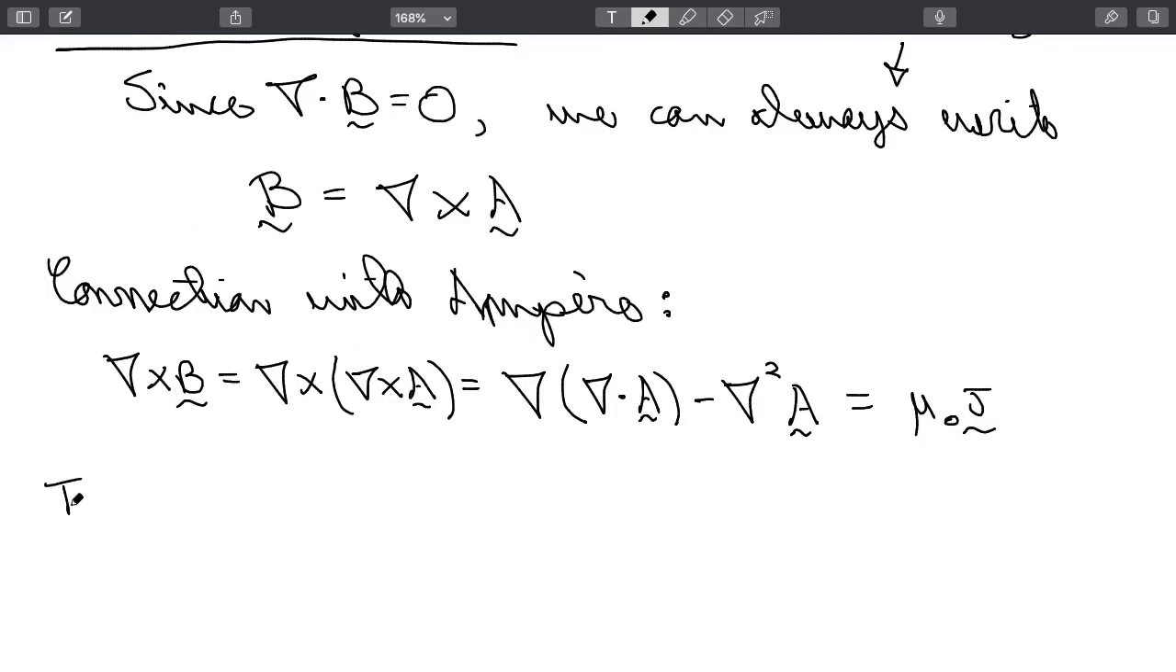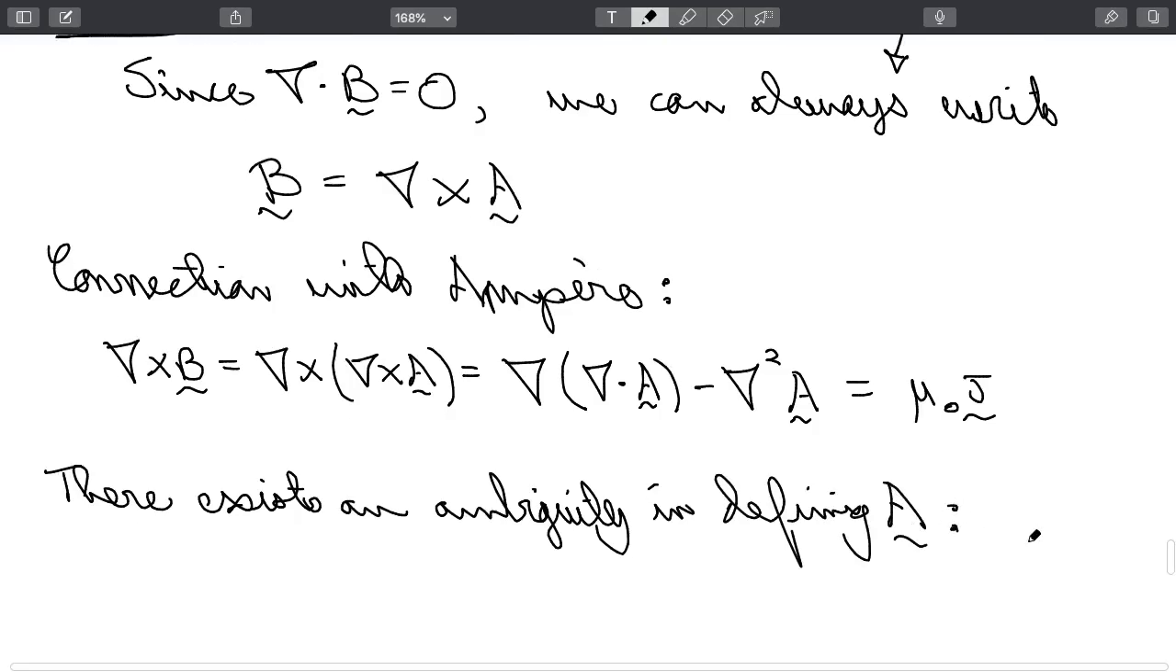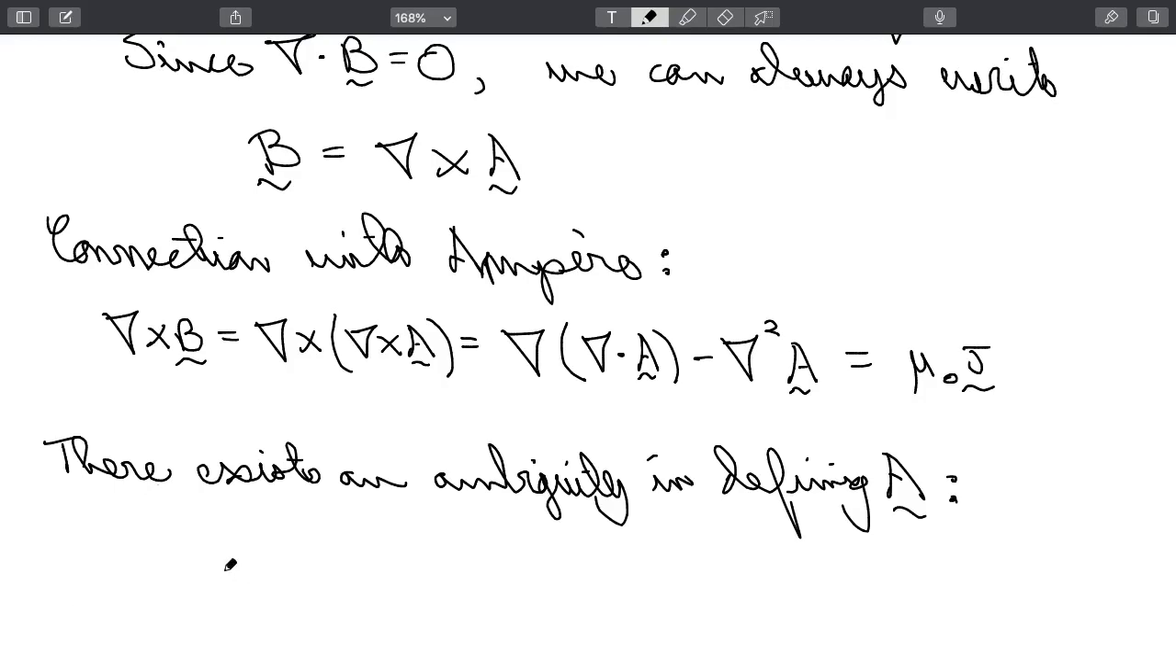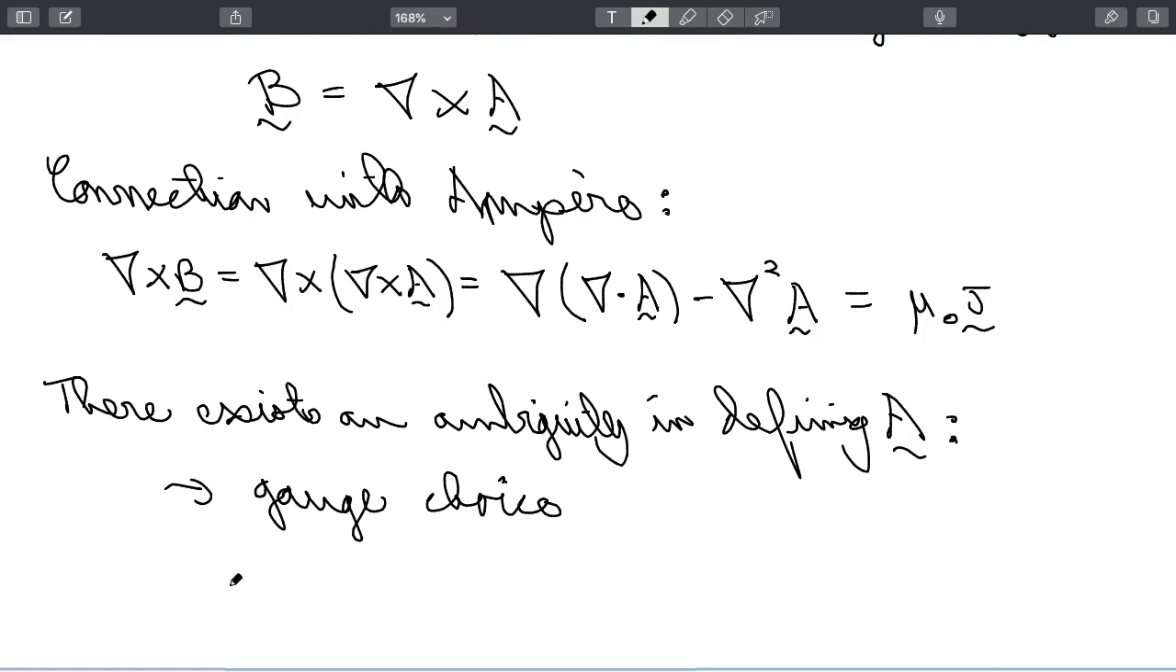Now, there exists an ambiguity in defining A. This ambiguity is resolved by what we call a gauge choice. So what do we mean by this? Well, it's best to do an example.